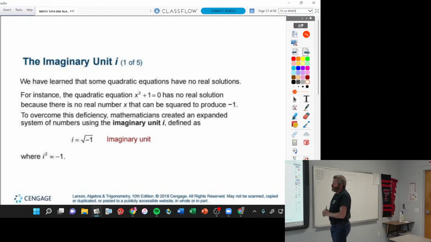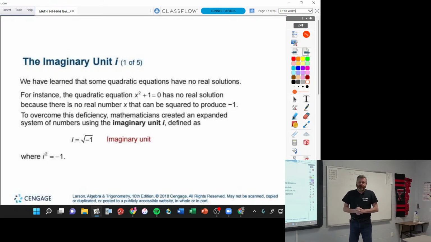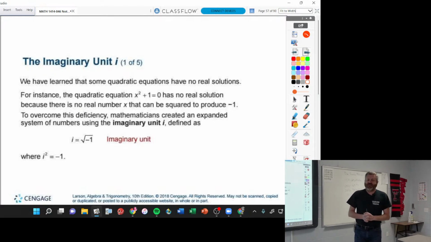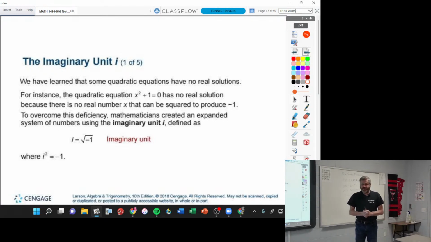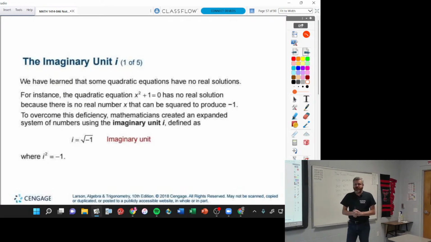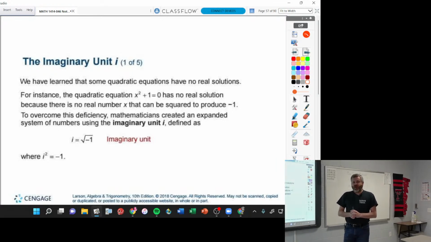And that's where the square root of -1 comes in. The square root of a negative number, in the past, we've always said, well, it's not possible. Well, it's not possible on the real numbers. It is possible on the complex numbers. The square root of -1 will be represented by the letter i, the imaginary unit, which means i squared would be -1.